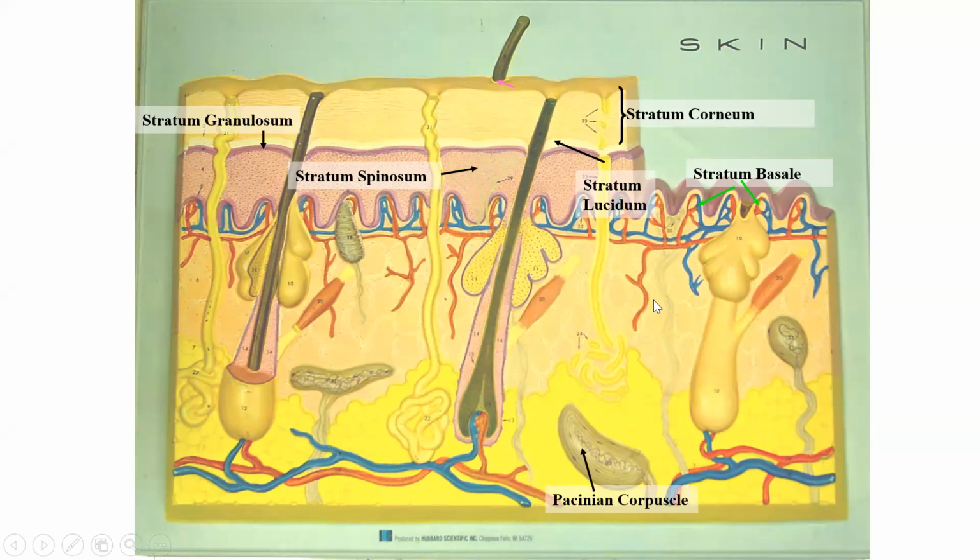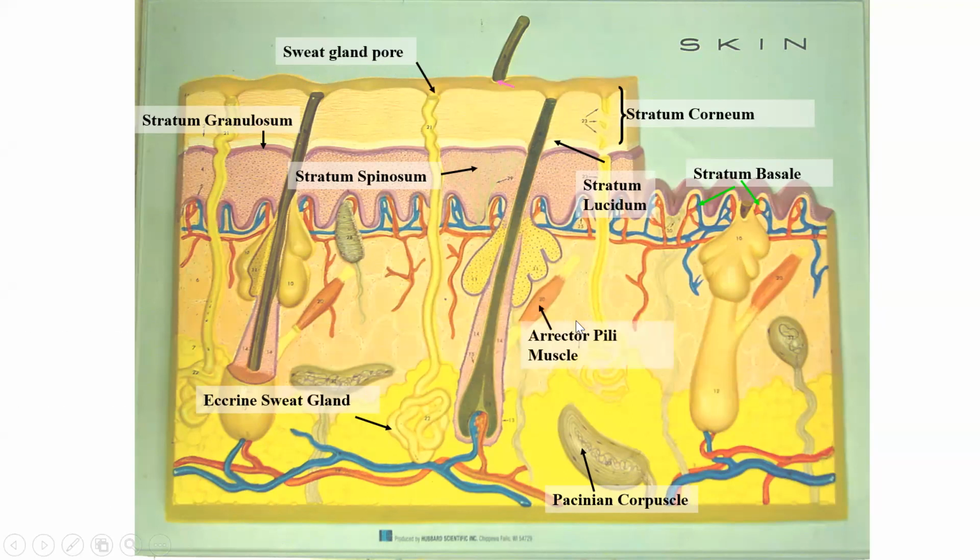This is a Pacinian corpuscle. It is a deep pressure receptor. There's our sweat gland right there. We release water through there to cool us down. There's the opening of the pore.